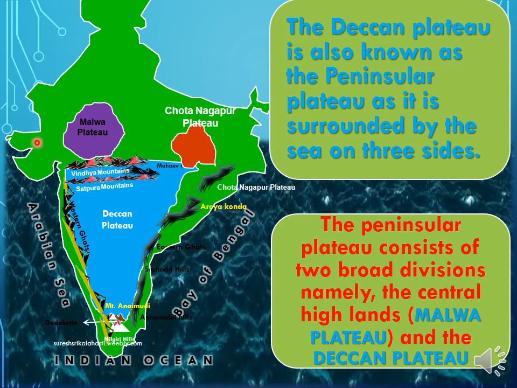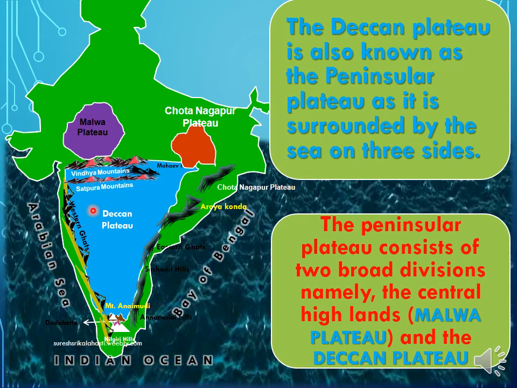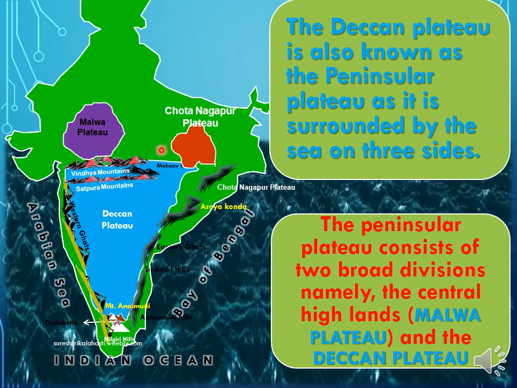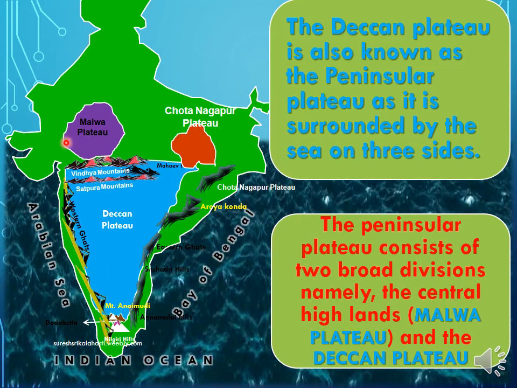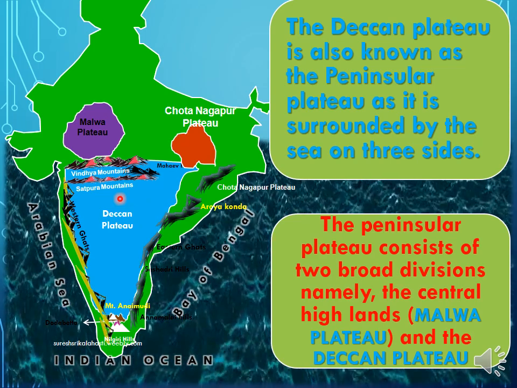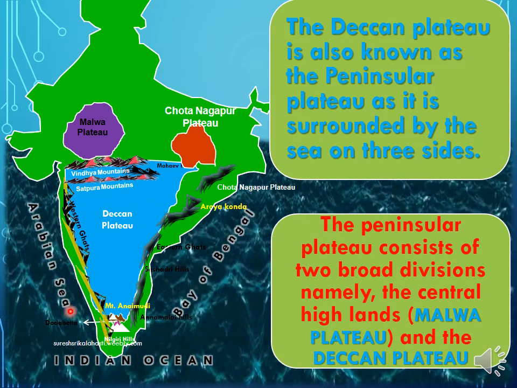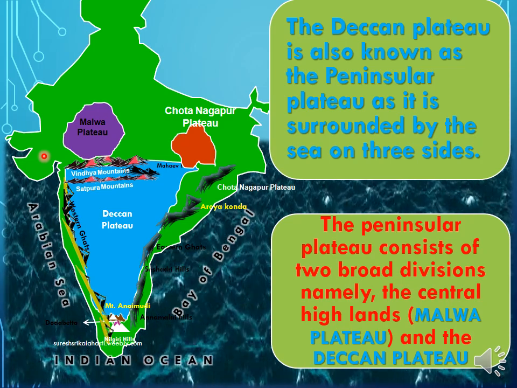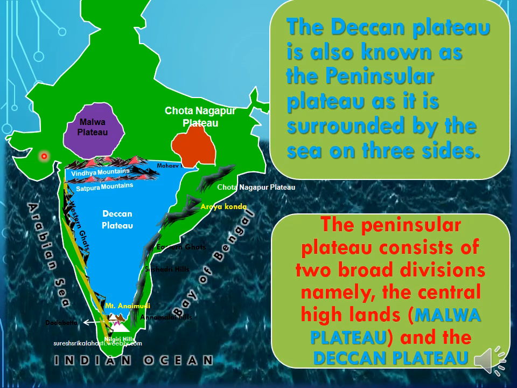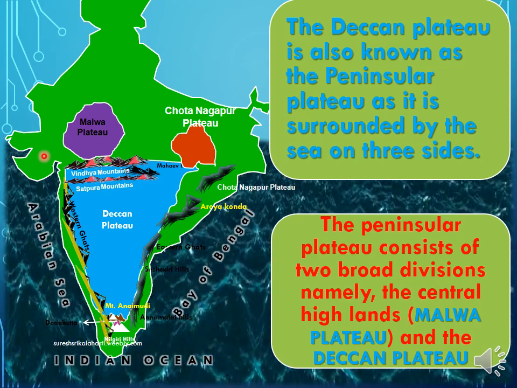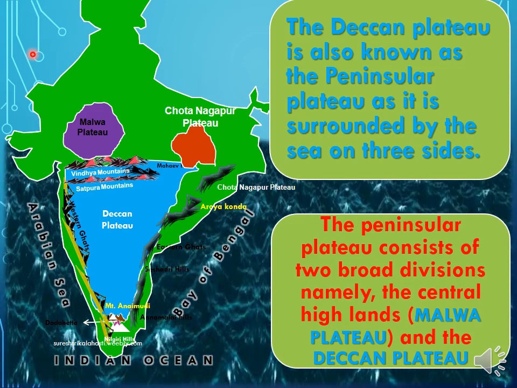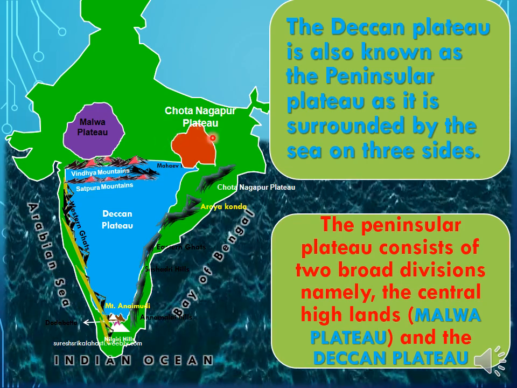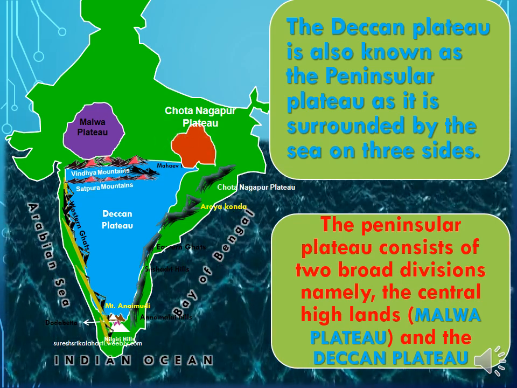Here you can see the Deccan Plateau. The triangular plateau is known as the Deccan Plateau, and here the northern boundary is the Vindhya mountain ranges, and on the downside you can see Mount Anaimudi. And there are two more plateaus on the west side, that is the Malwa Plateau, you can see here, and there is the Chota Nagpur Plateau also.